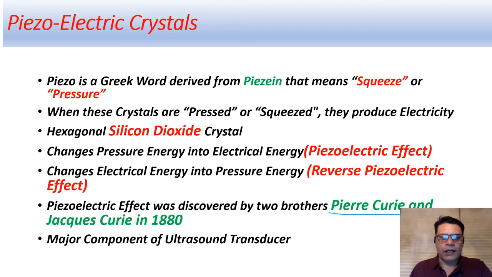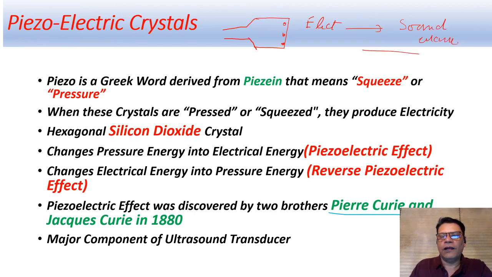And these piezoelectric elements are the major component of a transducer. And there is an array of piezoelectric elements in an ultrasound transducer. So you can define an ultrasound transducer as a device that converts electrical energy into sound waves or sound energy, and vice versa.